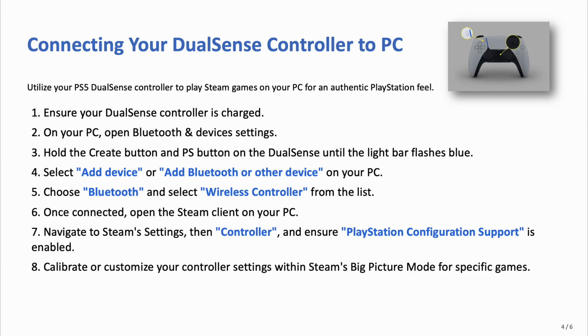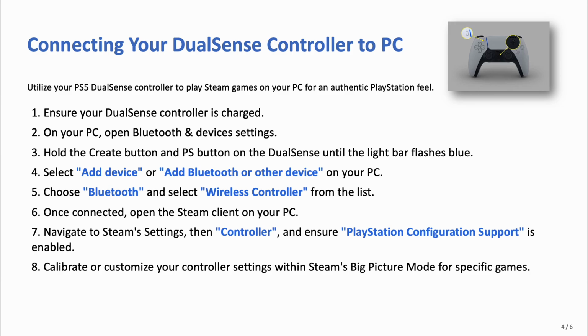Okay. After that, connecting your DualSense controller to PC. Use your PS5 DualSense controller with the PlayStation game on your PC for the authentic PlayStation feel, and ensure your DualSense controller is charged. On your PC, open Bluetooth and device settings. Hold the Create button and PS button on the DualSense until the light bar flashes blue.